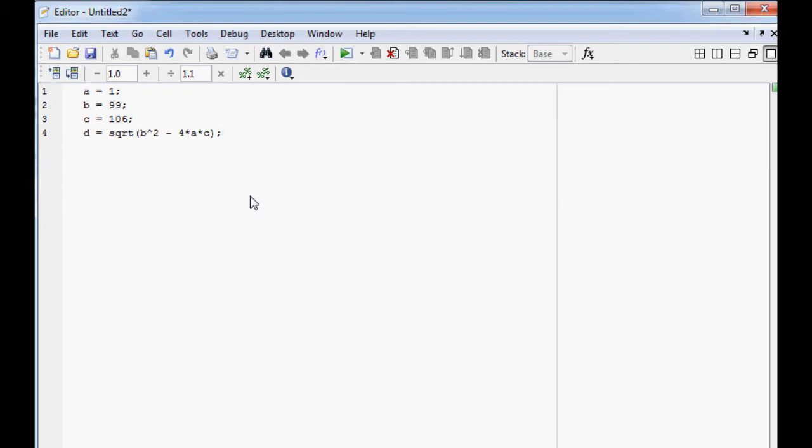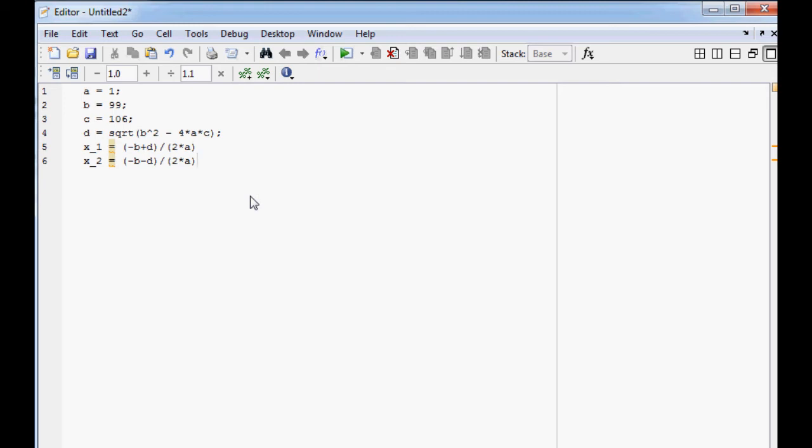We can now finish the computation of the solution with two variables that represent the plus case and the minus case. Type x underscore 1 equals, open parentheses, minus b plus d, close parentheses, divided by, open parentheses, 2 star a, close parentheses, and x underscore 2 equals, open parentheses, minus b minus d, close parentheses, divided by, open parentheses, 2 star a, close parentheses. Notice we did not use semicolons for both of these expressions because these values, x underscore 1 and x underscore 2, represent our answers, and therefore are of greatest interest to us.